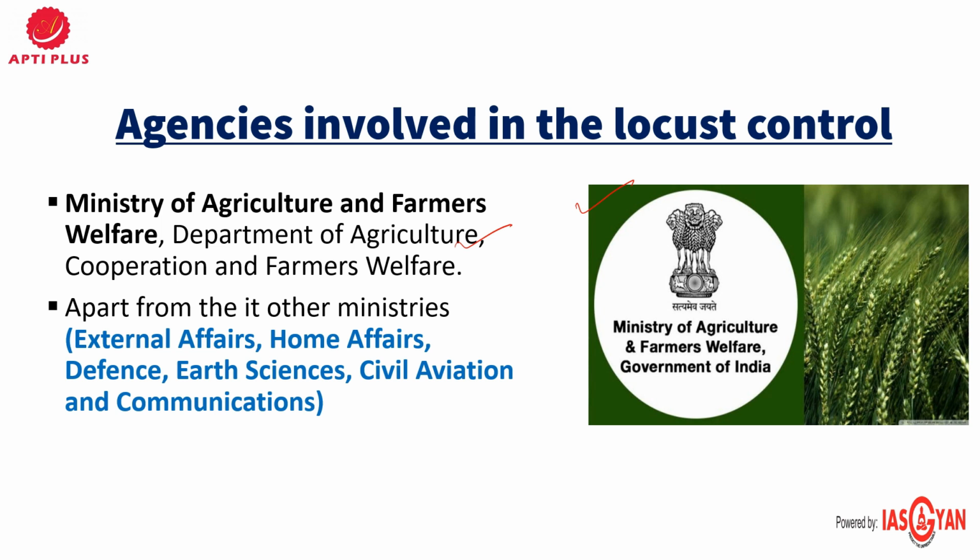And apart from the Ministry of Agriculture, we have some other ministries which are taking care of it. That is the Ministry of External Affairs, Ministry of Home Affairs, Ministry of Defence, that is called MOD, Ministry of Earth Sciences, Civil Aviation, and Communication. So these are some of the other ministries that are involved in the control of the locust, right?